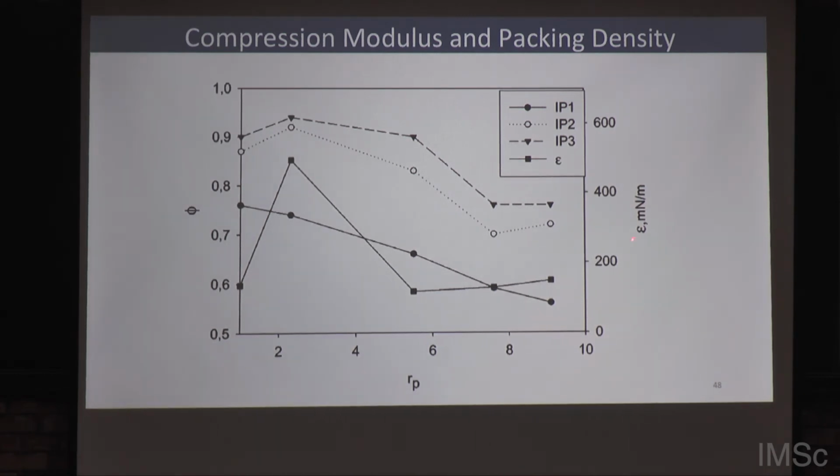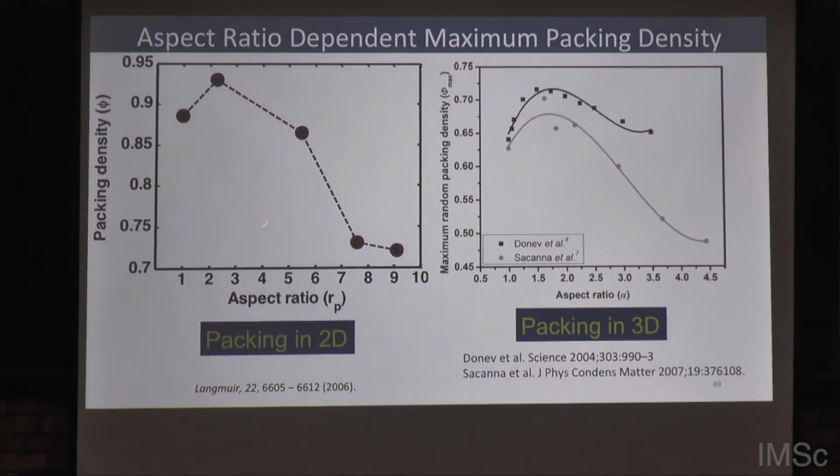You can clearly see that this epsilon is really high for the intermediate aspect ratios. That's because these particles offer the maximum resistance to compression, and that is because these particles can pack more efficiently. If I look at the packing fraction as a function of aspect ratio, we see a maxima in the packing fraction, and this maxima is what leads to the higher compression modulus for these particles.